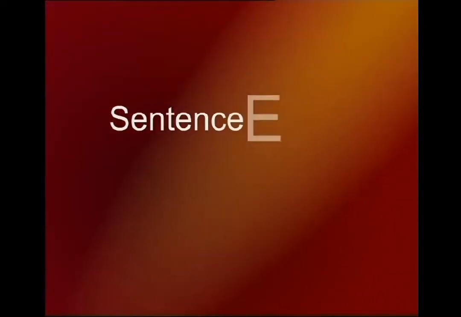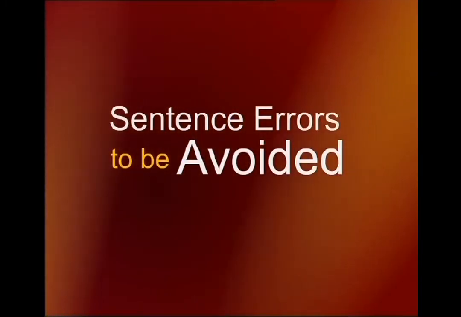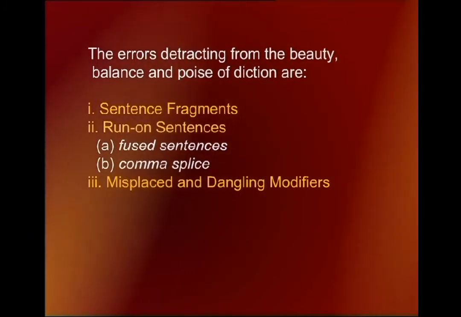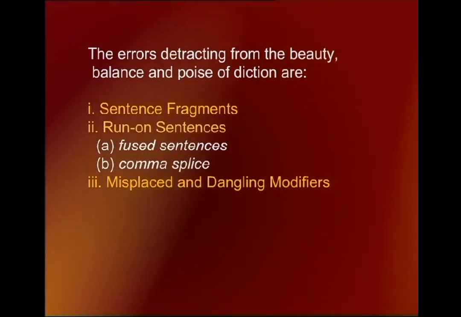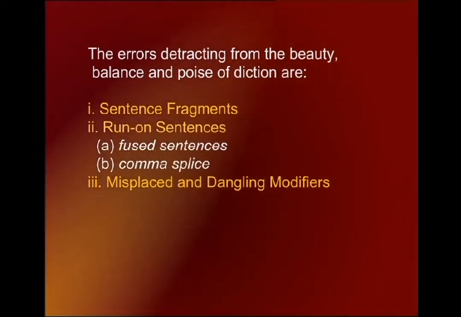And these errors are, there are three common errors. Number one, sentence fragments. Number two, run-on sentences. And these are of two types, fused sentences and comma splice. And the third one is the misplaced and dangling modifier. Today we shall only look at sentence fragments. It's a fairly long area to be covered. We will look at the other sentence errors in our coming lessons.